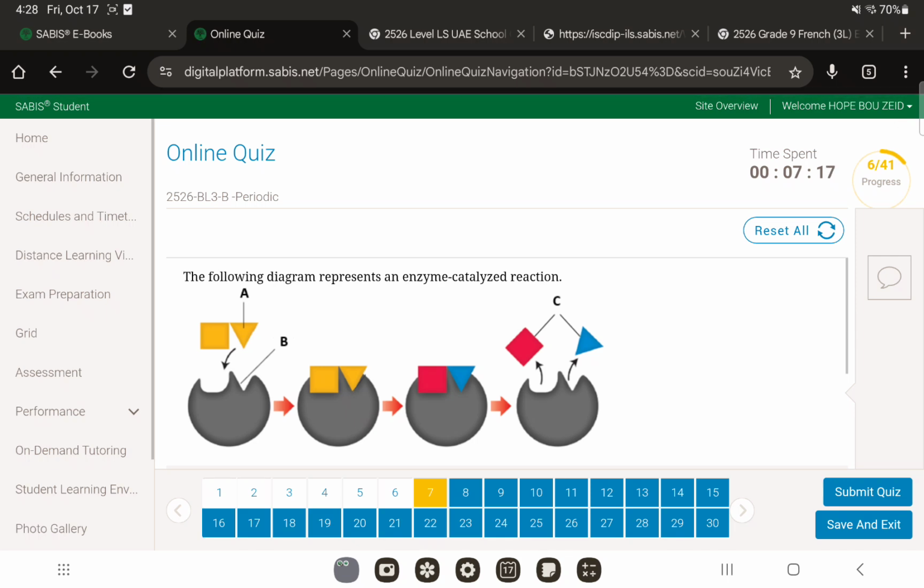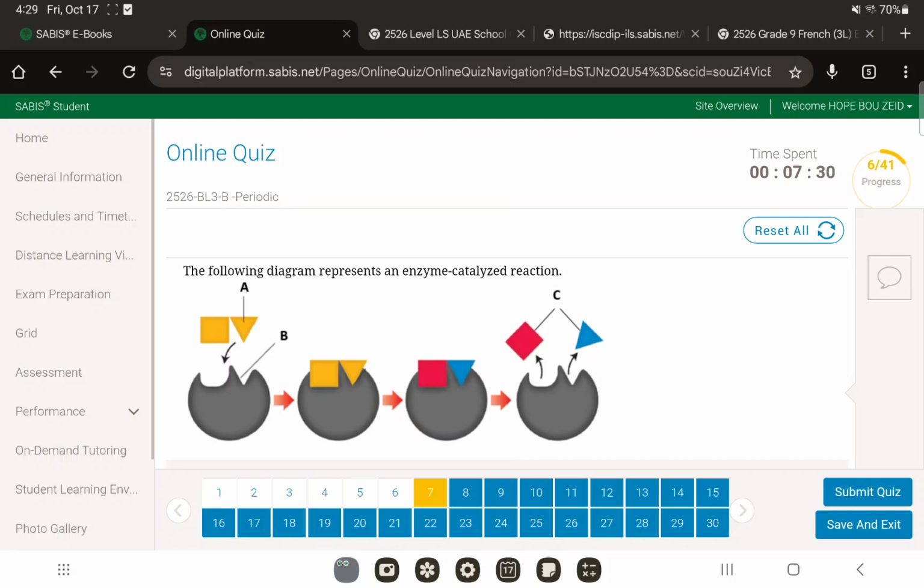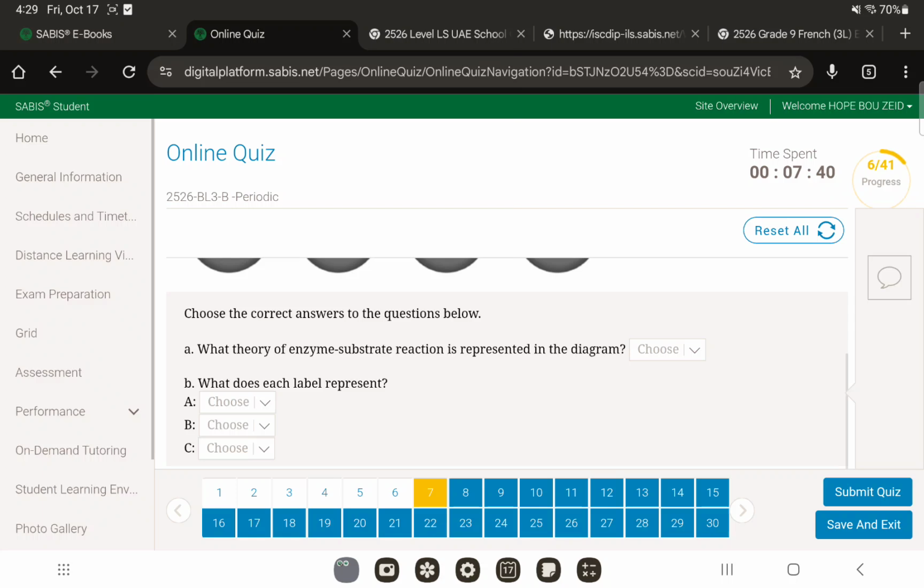The following diagram represents an enzyme catalyzed reaction. What theory of enzyme substrate reaction is represented in the diagram? Here you can see that the enzyme is not perfectly shaped for the substrate, but the enzyme changes its shape so that the substrate can fit into the enzyme, and so that the reaction can take place. So this is called the induced fit theory.